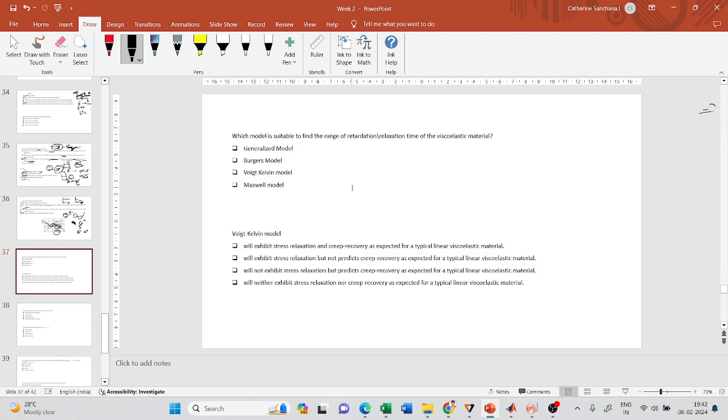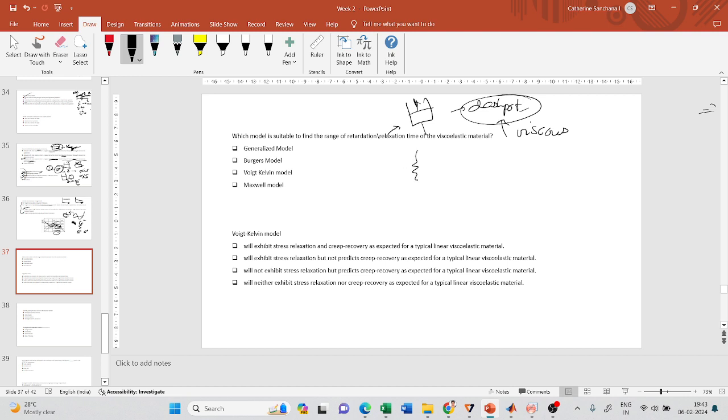Now moving on to the next question, which is: which model is suitable to find the range of retardation and relaxation time of viscoelastic material. We did not see what relaxation time or retardation time means. This term will come only when the model has a dashpot. Only when it has a dashpot, it will have a retardation. This only contributes to the viscous nature of the material, and this time-dependent characteristic is introduced due to the viscous nature of the material. So it is a contribution of the dashpot. How many dashpots it has, that many relaxation times the material will have.